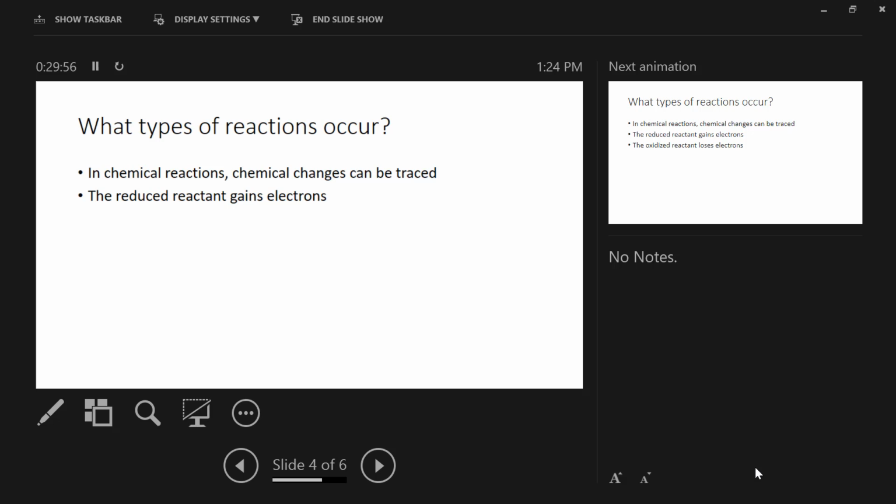Is that redundant or not redundant? Is that ironic or is it just like an oxymoron? I don't know. Anyways, the reduced reactant gains electrons. So in an oxidation reduction reaction, we can trace which one gained electrons. We can also figure out which one lost electrons, and those get oxidized. We call that the oxidized reactant.